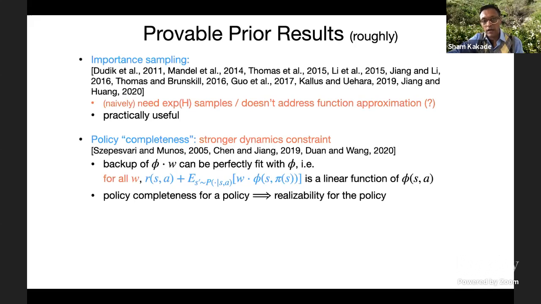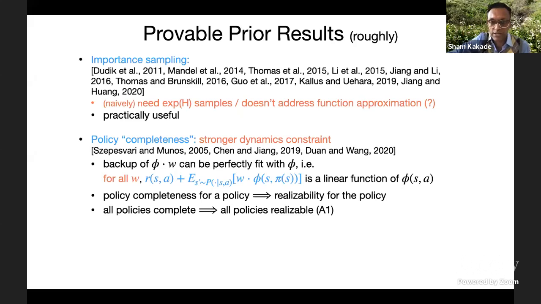This is a stronger assumption in the sense that if we assume policy completeness for a given policy, that implies realizability for the policy. And if we assume we can do this for all policies, that implies realizability for all policies, which is our assumption A1. So this is definitely a much stronger assumption, and you can really see that it says something about the way the features interact with the dynamics.